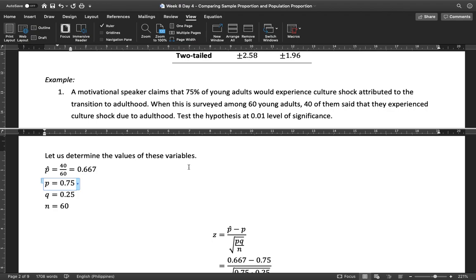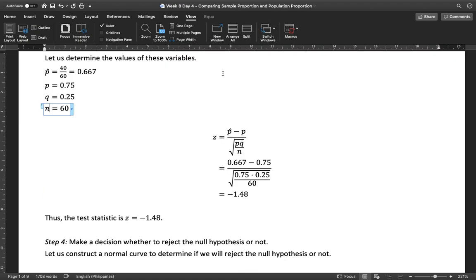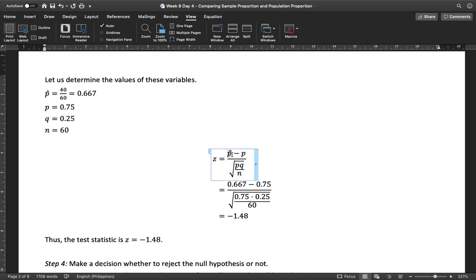Population proportion or the hypothesized population proportion is 75%. The complement is 0.25. Paano na po 0.25? That's 1 minus 0.75. And the sample size, ilan yung in-interview? 60. Ito. So n equals 60. So let's substitute these values on the formula. P hat, 0.667. Population proportion, 0.75. P, 0.75. Q, 0.25. Sample size, 60.